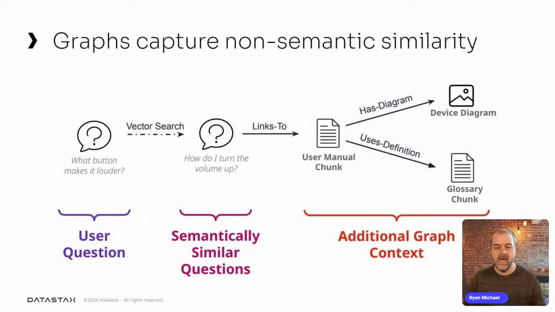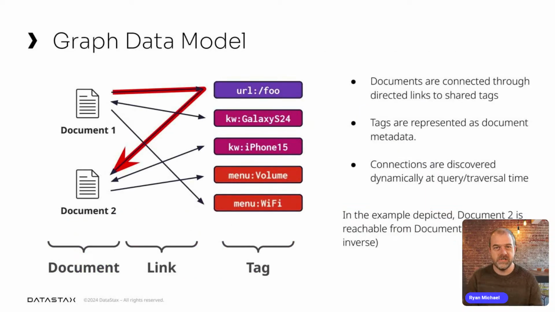And this is a way of capturing different types of similarity rather than just semantic, for example. So there's sort of two parts to being able to implement this type of retrieval. The first part being how you represent and capture this graph information. And then the second part being how you use it.